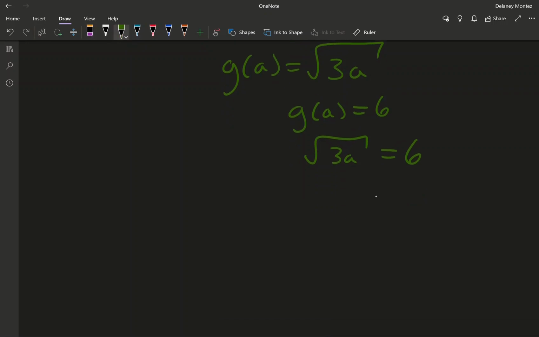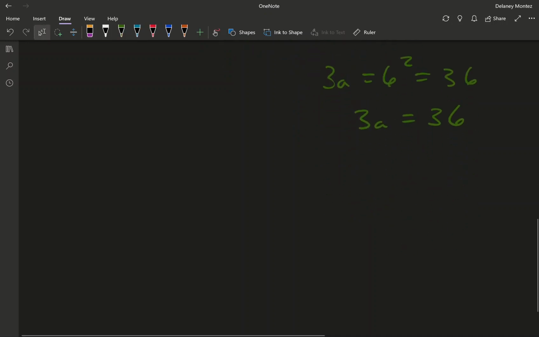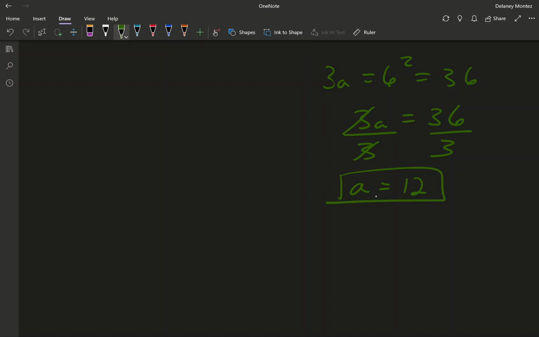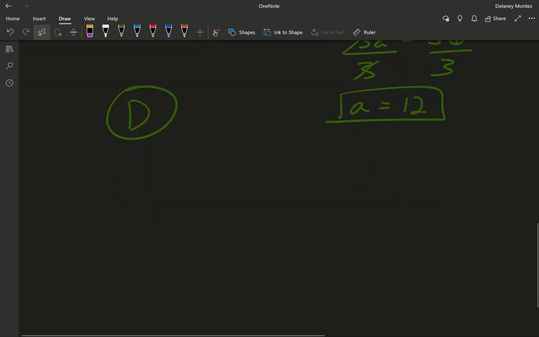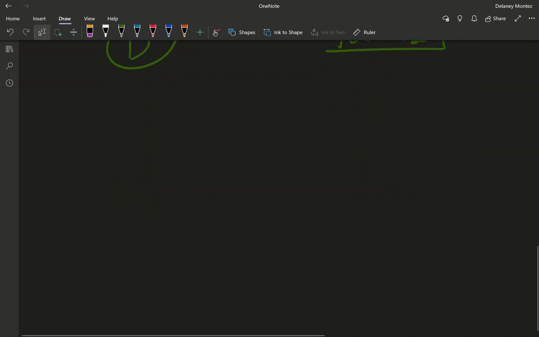So then we can simply solve for a here. We'll square both sides. We'll get 3a equals 6 squared, or that's just 36. So 3a equals 36. We'll divide by 3. You'll get a equals 36 divided by 3, which is 12. So a should be 12, and that is answer choice D, right? Okay, so let's look at 20.